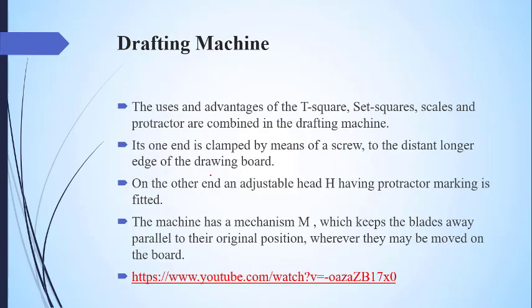Coming towards the drafting machine, the uses and advantages of the T-square, set square, scales, and protractor are combined in the drafting machine. As I said in the beginning of the class, its one end is clamped by means of a screw to the distant longer edge of the drawing board. On the other end, an adjustable head edge having protractor marking is fitted.